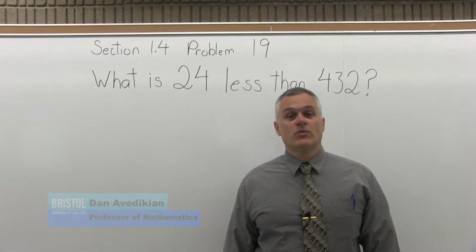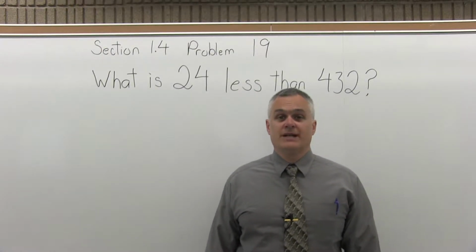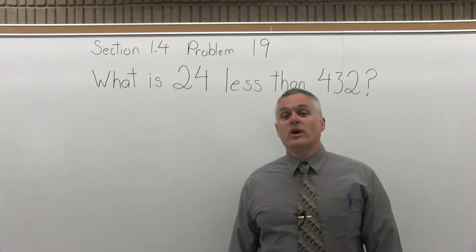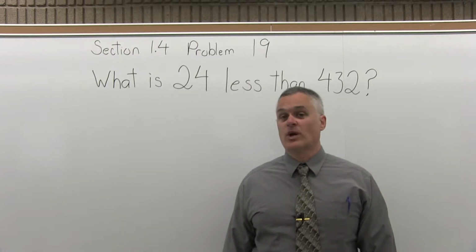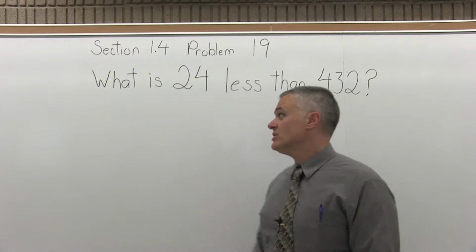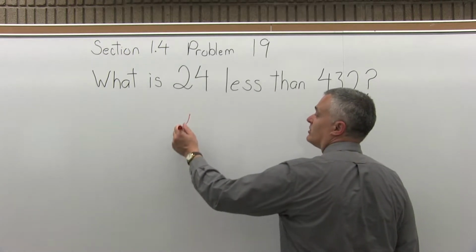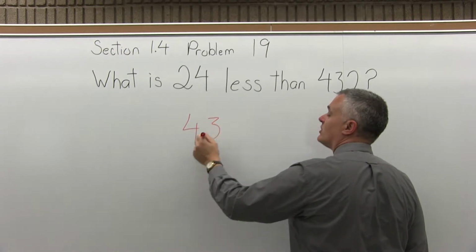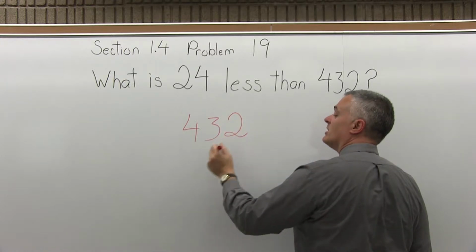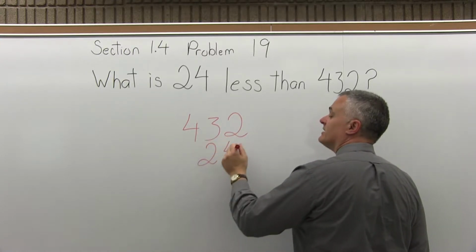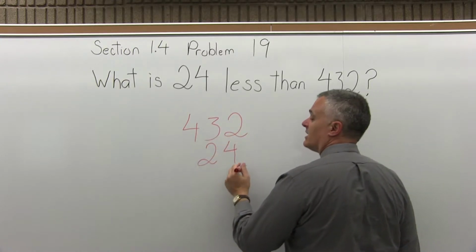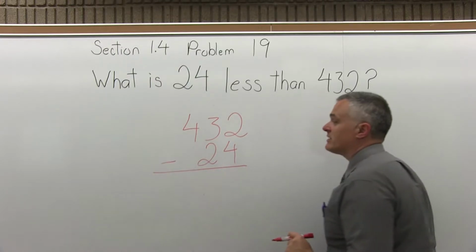This is Section 1.4, Problem 19. It says, what is 24 less than 432? So this is subtraction. I have to do 432 minus 24. So I write the 432 as the upper number. The 24 is written beneath it so that the rightmost digits line up vertically, and I will subtract.